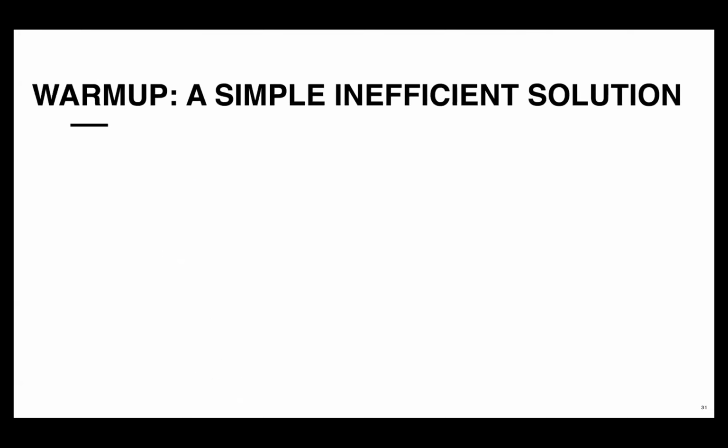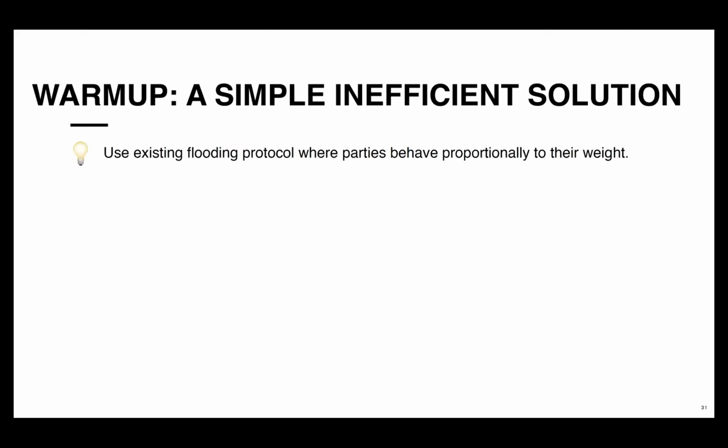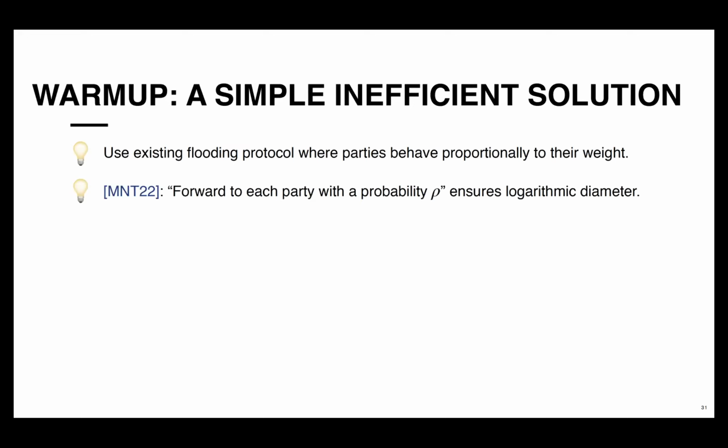All right. So now let's try to develop a protocol that actually realizes flooding in this setting. As a warm-up, we will do a very simple but inefficient protocol. We will use the idea: how about we take some existing flooding protocol and try to amend it to make parties behave proportionally to their weight. As an existing flooding protocol, we chose the protocol by Matt, Nielsen and Thompson from 2022, where each party forwards to another party with a probability rho. As we know, this will ensure a logarithmic diameter for a reasonable parameter rho.